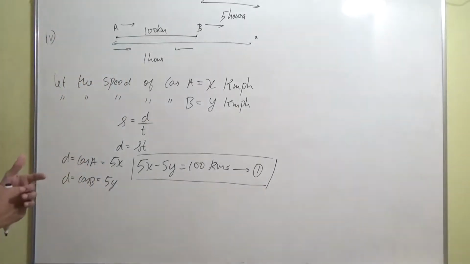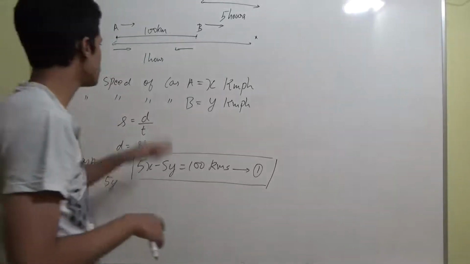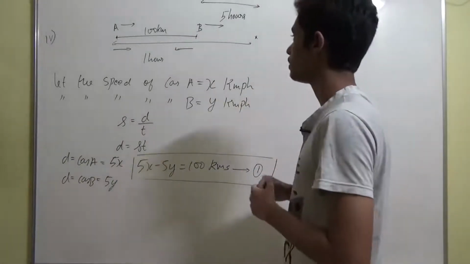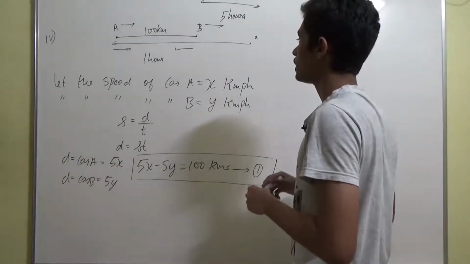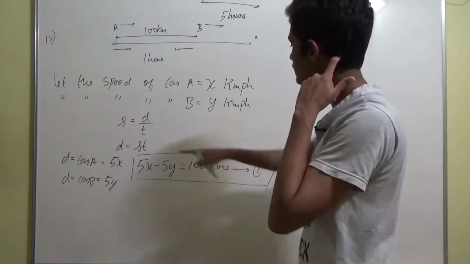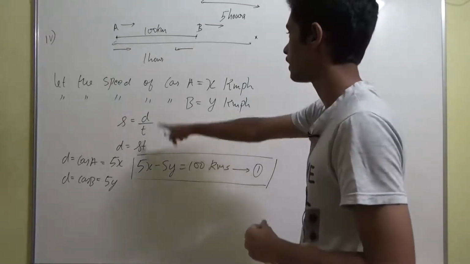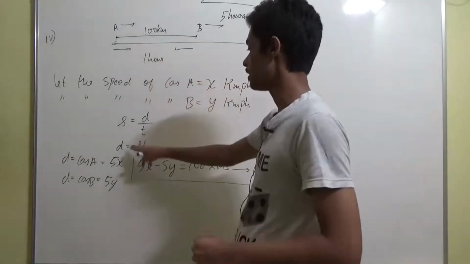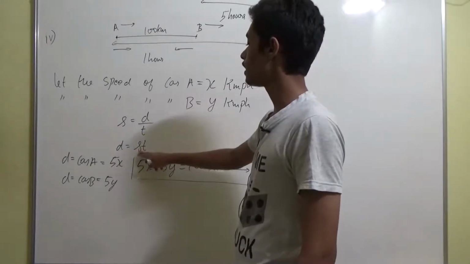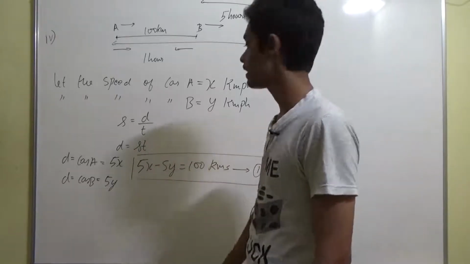And how will we get the second equation? We'll get it from the second statement in the question, in which they gave that if they travel in the opposite direction, they'll meet in 1 hour. Which means x plus y equals, which means distance equals 100, right? The distance between A and B is 100. So 100 equals speed of car A into time of car A plus speed of car B into time of car B. Getting it?